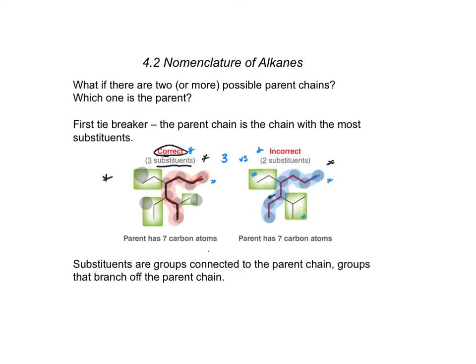Okay? So if there is a tie, which can happen, you're looking for the chain that gives you the most substituents. That is going to be your parent chain. And again, regardless, we're going to have 1, 2, 3, 4, 5, 6, 7. So this has 7 carbon atoms. So the prefix for 7 is hept. This is heptane as a parent chain.